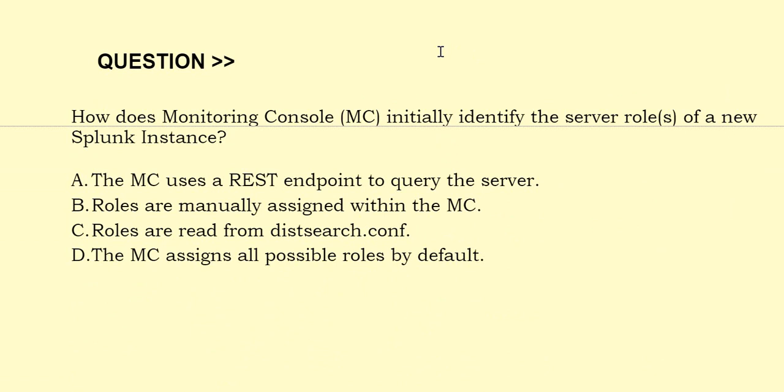Our first question is, how does Monitoring Console, MC, initially identify the server roles of a new Splunk instance? Option A, the MC uses the REST endpoint to query the server. Option B, roles are manually assigned within the MC. Option C, roles are read from testsearch.conf. Option D, the MC assigns all possible roles by default.